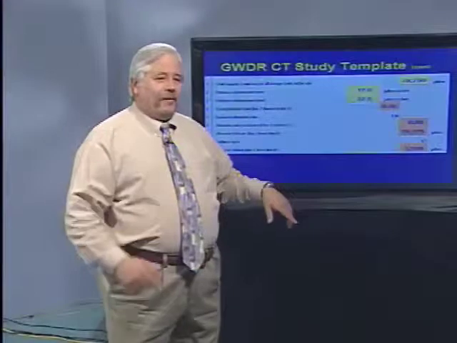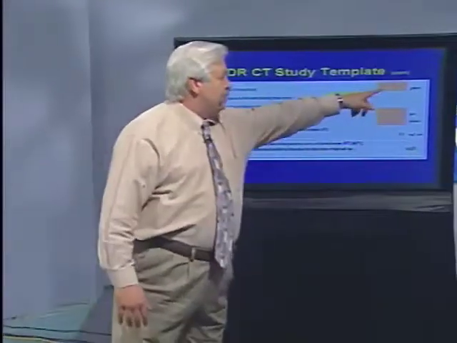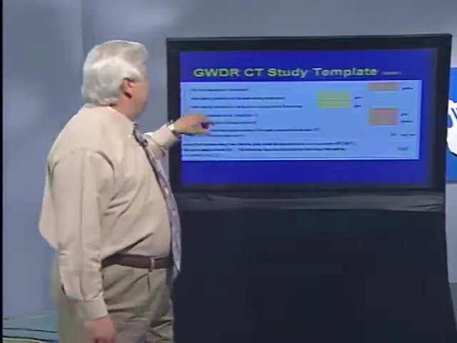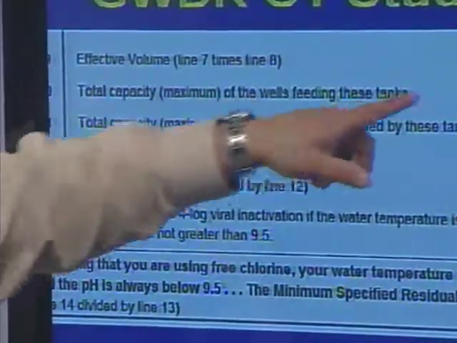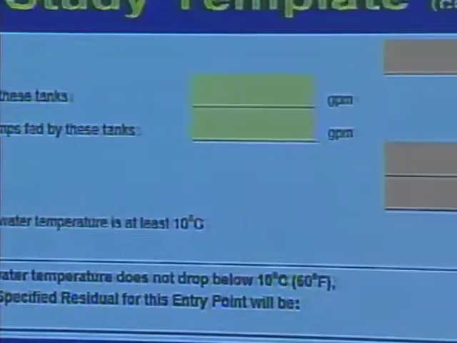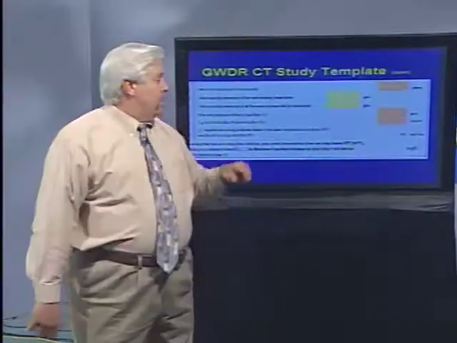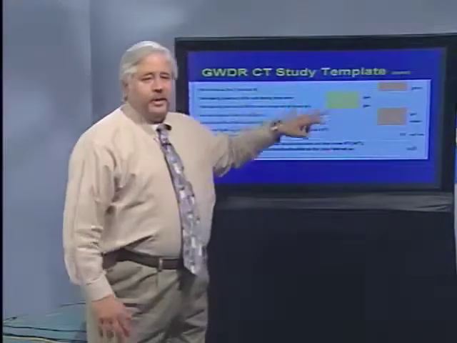Let's go to the bottom half of the form and talk about how we use that. This line 9 is basically what we just came up with, the 3,938. Now I need to talk about total capacity of the wells feeding the tank, and the total capacity of the pumps that are drawing from it. You've got to enter those two pieces of information.